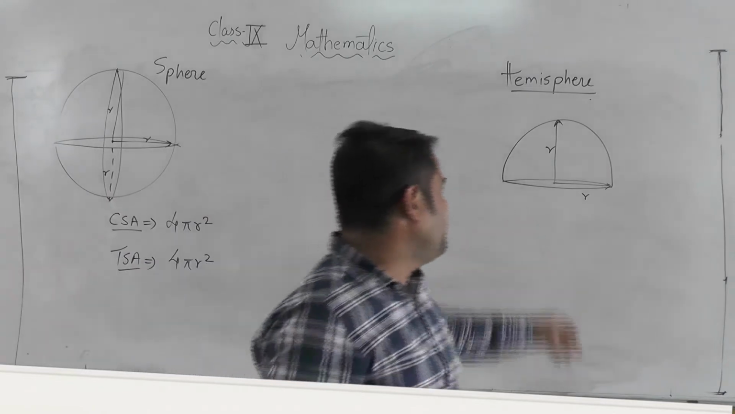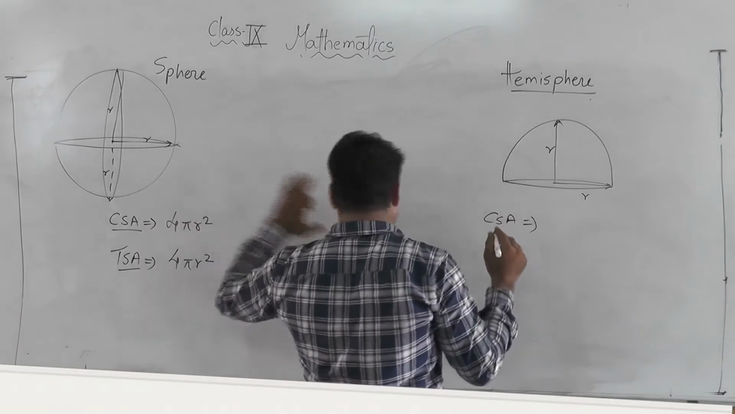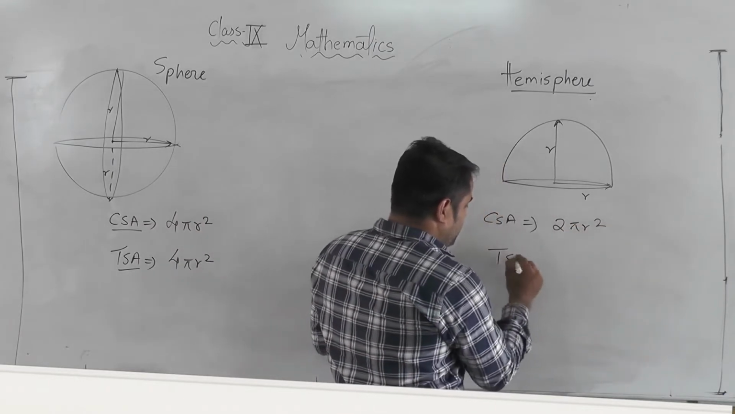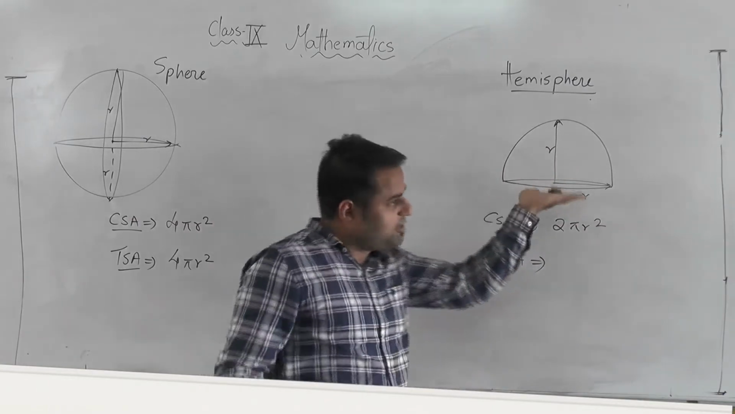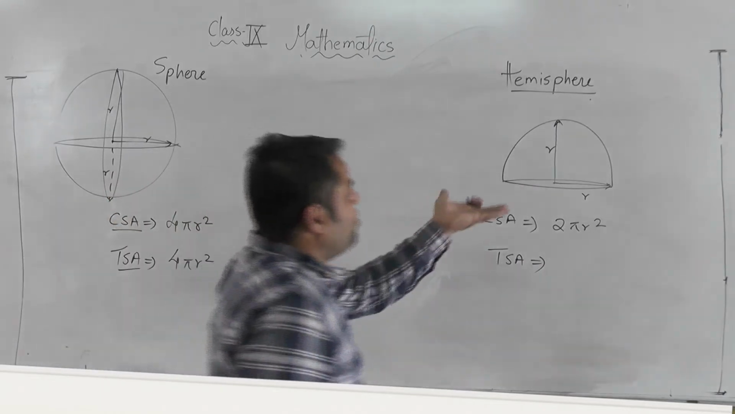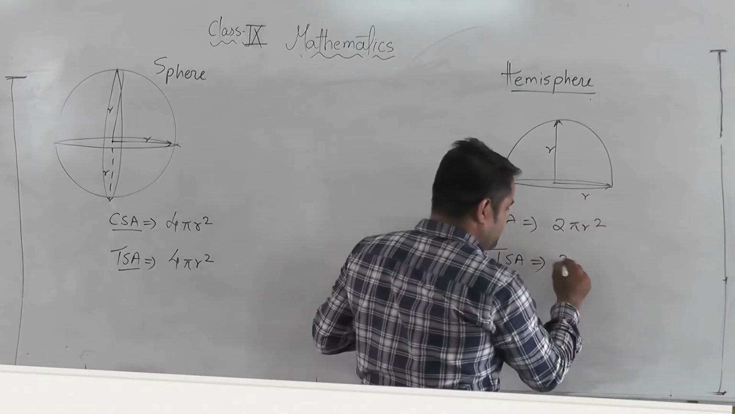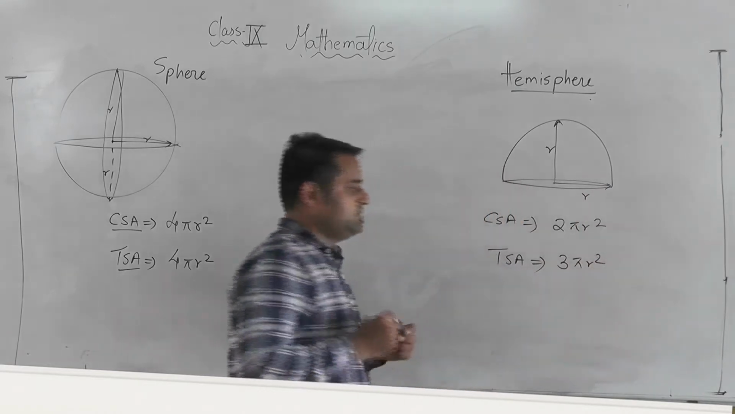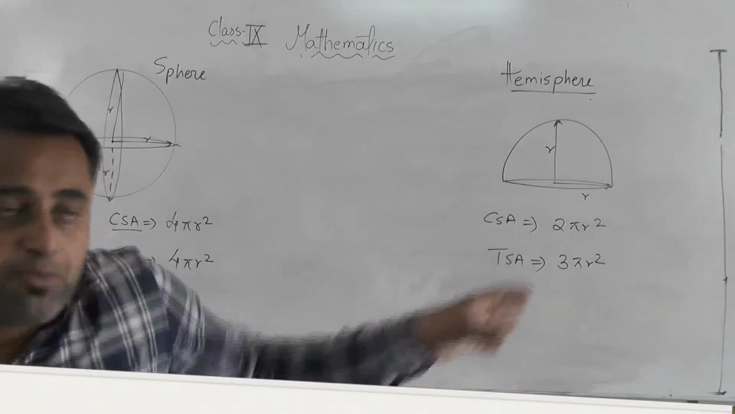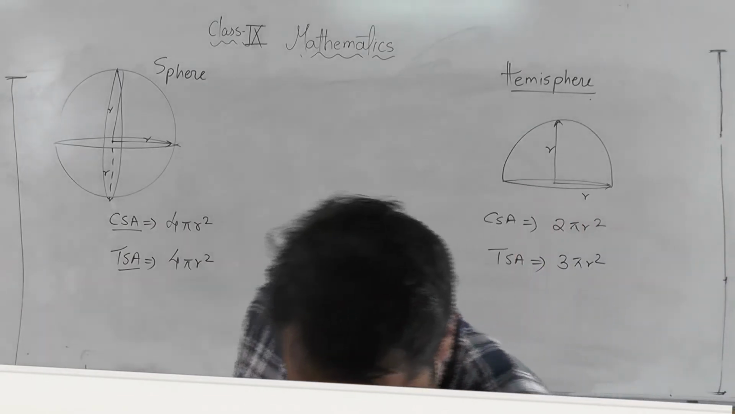Now the CSA of a hemisphere is just half of the sphere, which is 2 pi r square. But if we talk about TSA, as you can see, it has a base, a bottom, like a circle. Since it has a bottom, its TSA is 2 pi r square plus pi r square of the base, so 3 pi r square is the TSA of a hemisphere. So this is the difference between hemisphere and sphere: a hemisphere has a bottom, but a sphere doesn't. Now let's see a few questions on it.